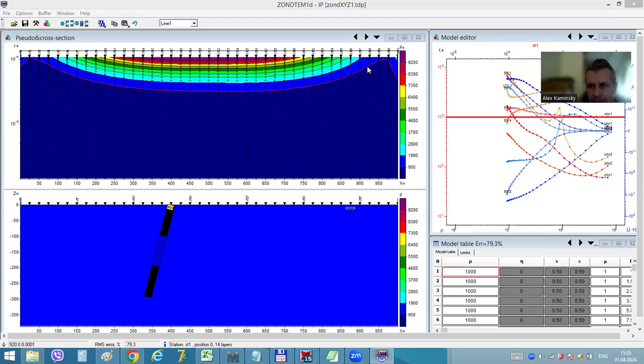Today I will speak about some theoretical aspects of inversion. And it's maybe too complicated, but it's a very important problem. And it's maybe really interesting for all people who are doing inversion, especially non-linear inversion.